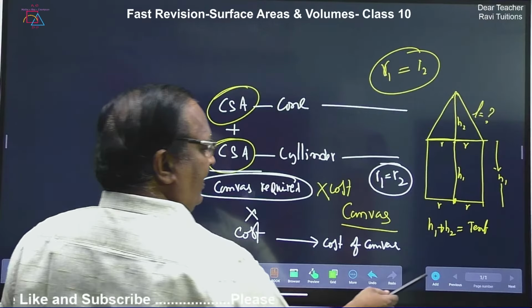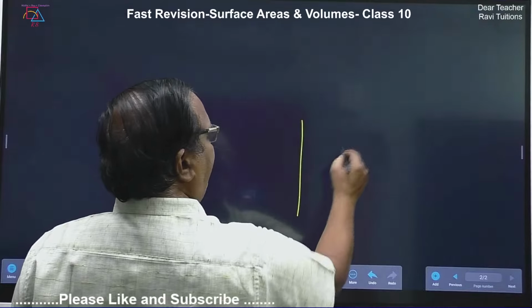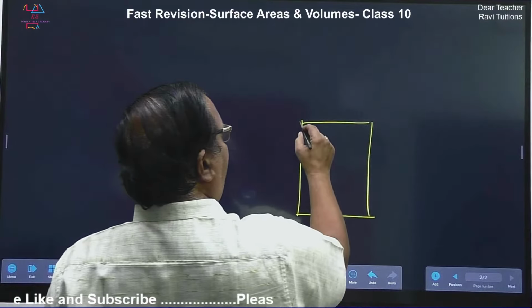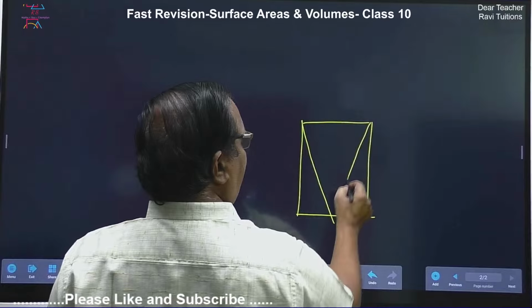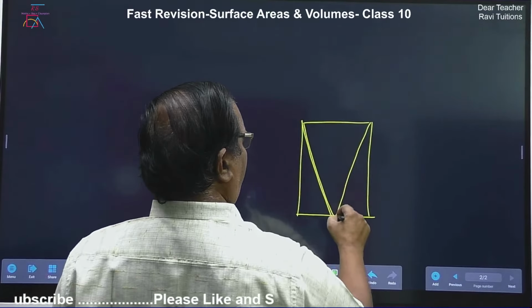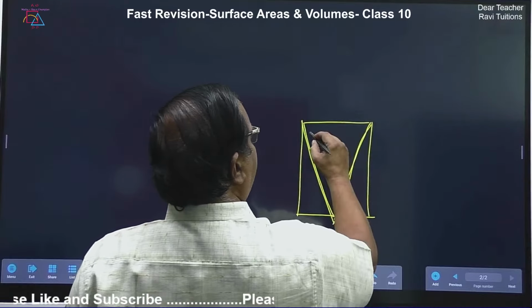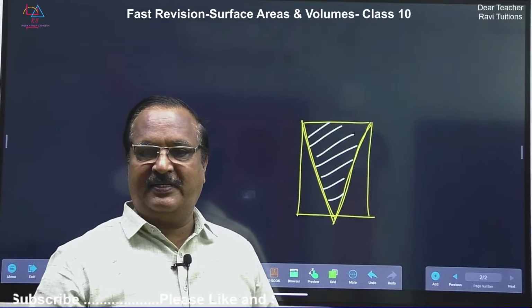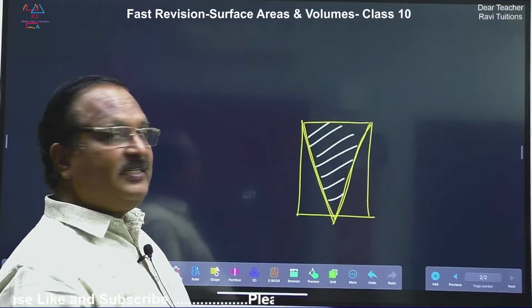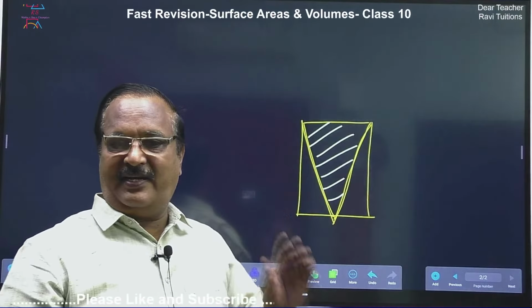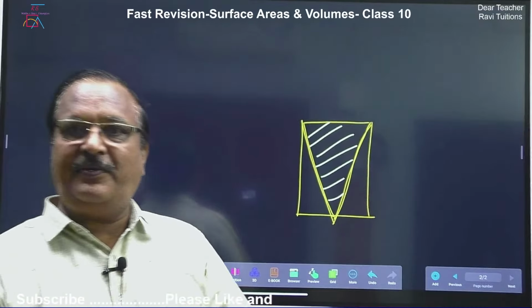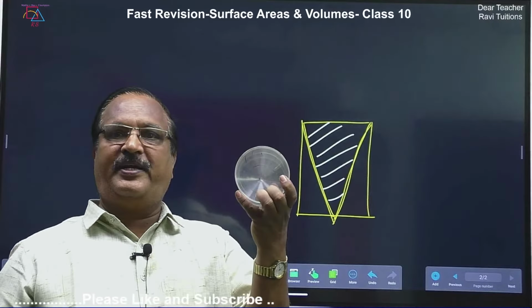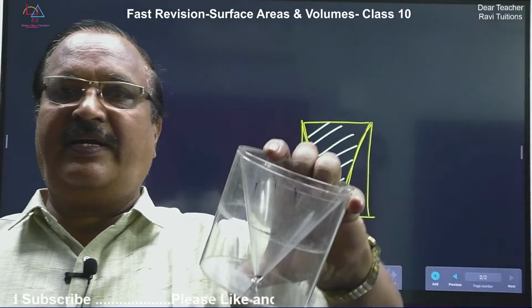Okay. Another question. A cylinder will be there. This is the cylinder, and one cone is like this, and this conical portion is removed. Then find the total surface area of the cylinder. Okay. So for example, you take this cylinder. In this, conical portion is removed. Okay.